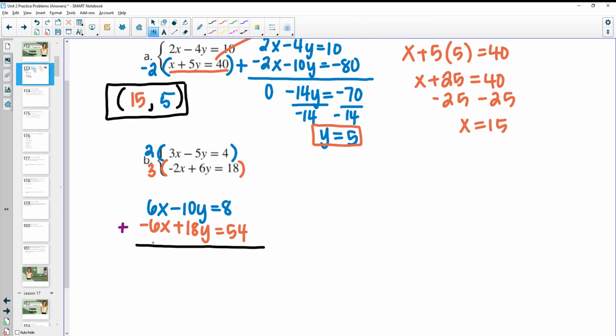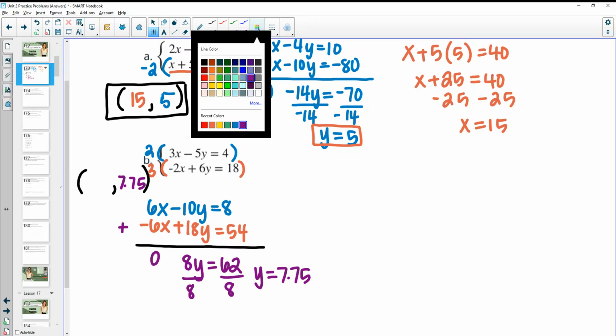So 6x plus -6x is 0. -10y plus 18y is 8y. And then 8 plus 54 is 62. Then we'll be able to do 62 divided by 8 because we'll divide both sides by 8. And we end up with y equals 7.75. So if I start my solution ordered pair over here, my y value that I just got was 7.75.